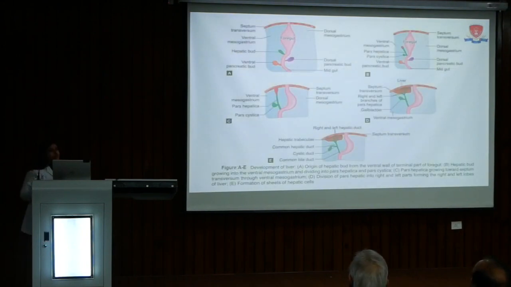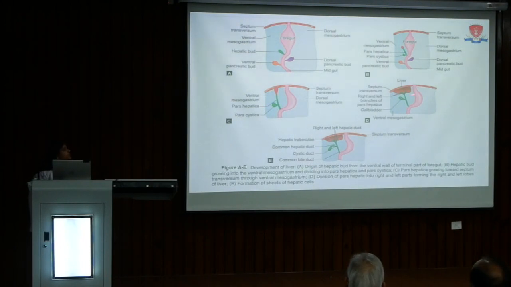Figure A is showing the formation of the hepatic bud in the ventral wall of the terminal part of the foregut. Figure B is showing the further development of the hepatic bud into the cranial part, pars hepatica, and the caudal part, pars cystica. Figure C is showing pars hepatica growing towards the septum transversum through the ventral mesogastrium.